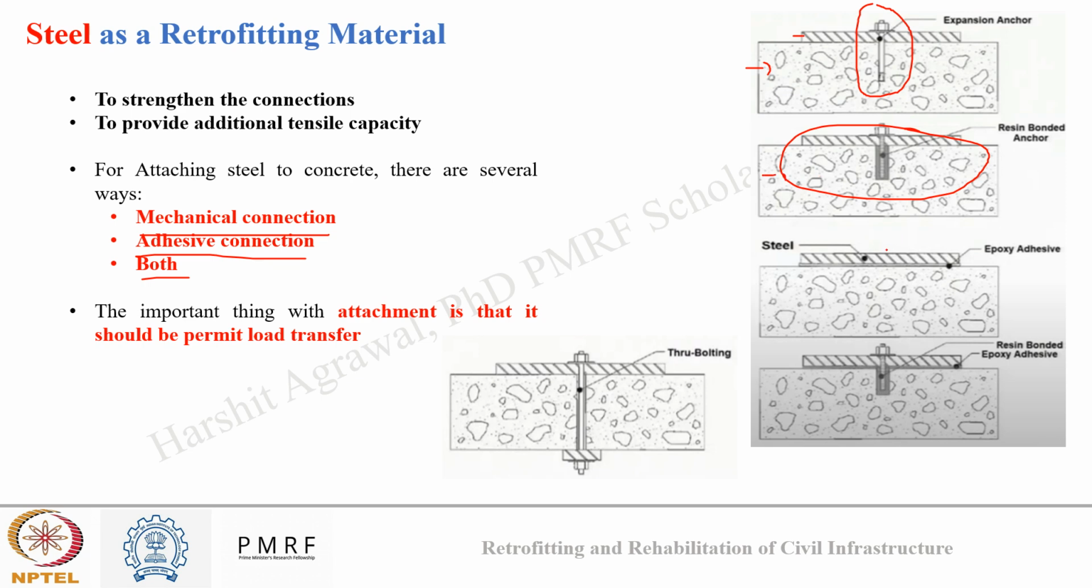Here you can see just on the surface the steel plate is applied using epoxy adhesive, and here you can see on the surface also epoxy adhesive is applied, and it is used as a grouting material also with the anchor bolt. So there can be different ways in which we can connect steel as a retrofitting member, and this is very important because it will dictate how properly the load transfer is occurring from concrete to steel. Because suppose we are placing a steel on the surface to take load, but the load transfer is not occurring properly between concrete and steel, then there is no use of using that as a retrofitting material.